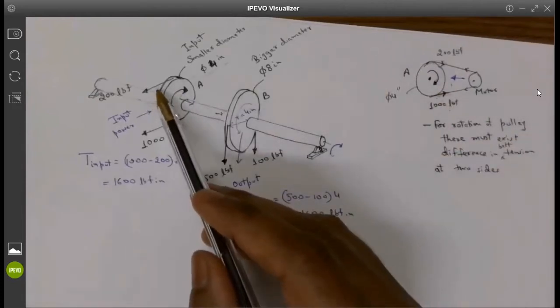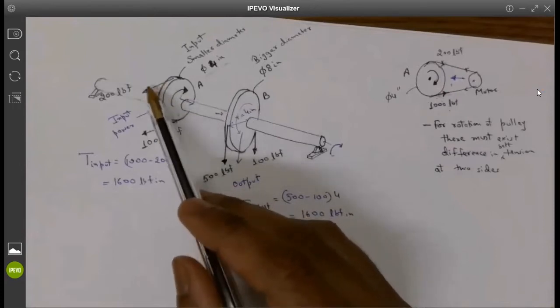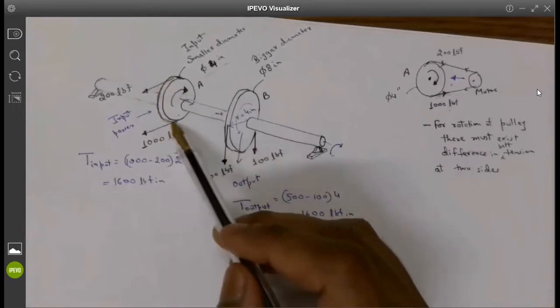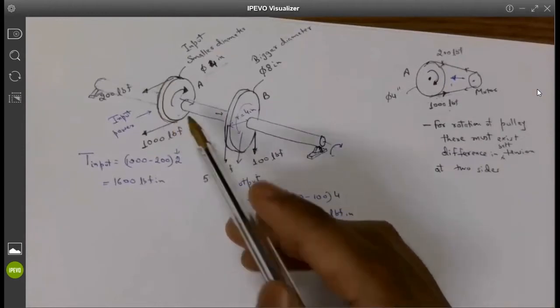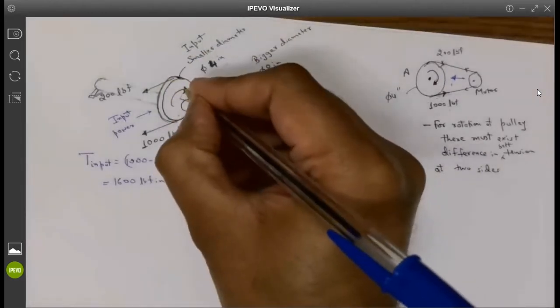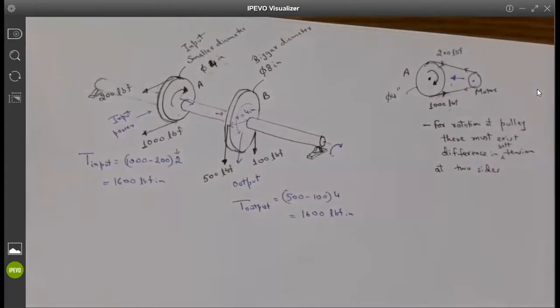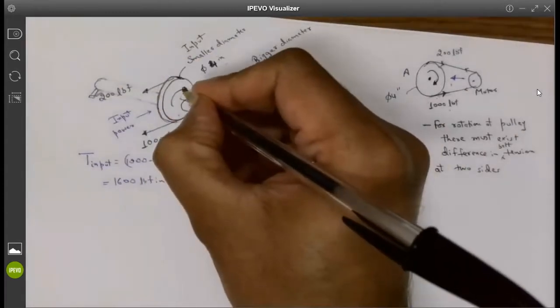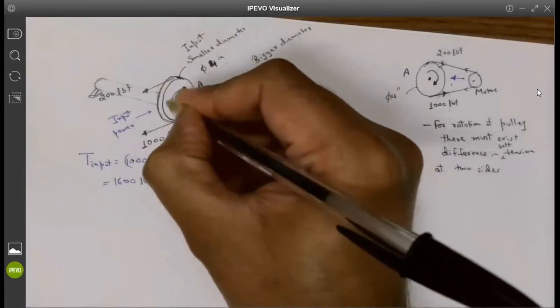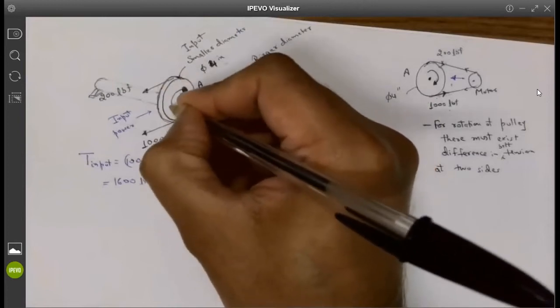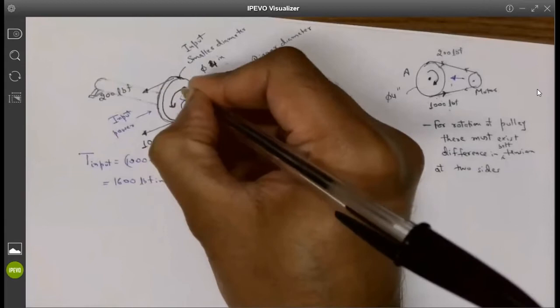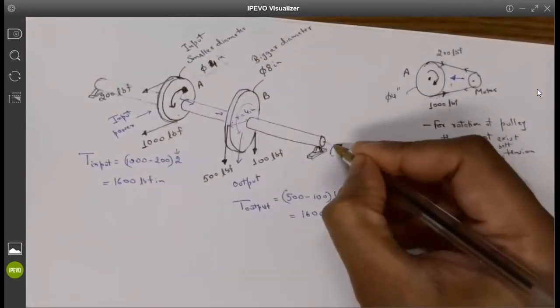Why do you think it is wrong? So it is 200 pound force on the top, 1000 pound force on the bottom. Okay, I see what you are saying. Yes, you are right. This is not clockwise rotation. Because of this arrow, it will try to climb on and stretch on this, and it will be counterclockwise. Thank you for correcting me.